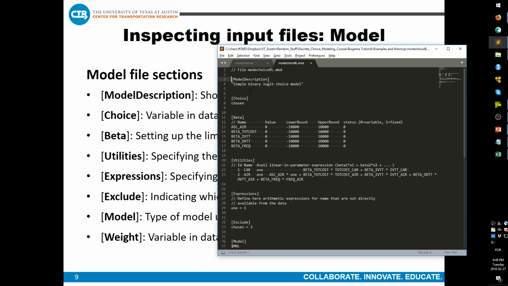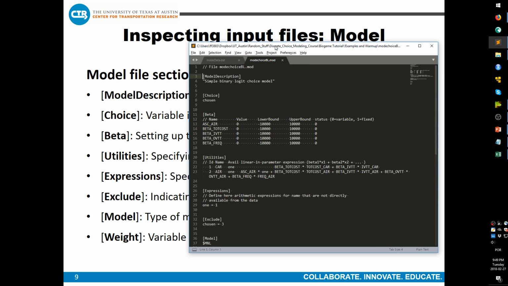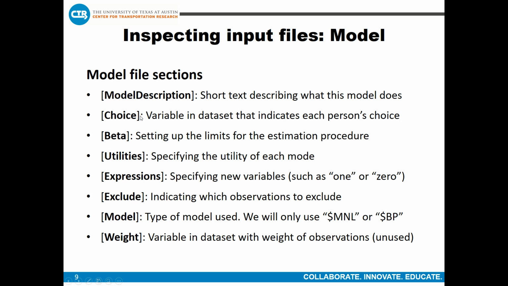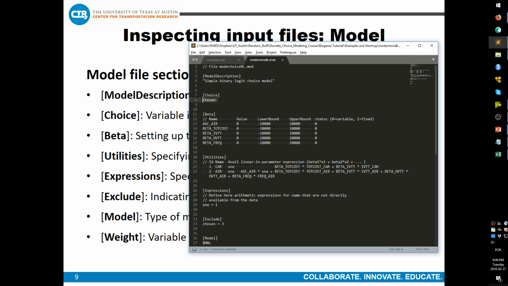This is just a short text describing what your model actually does. In this case, we opened mode choice bl.mod. This is just a simple binary logit choice model. Choice. This choice section is where we indicate what variable in the data set is going to be used as the variable to indicate which choice each individual made. I'll show you what I mean in a second.